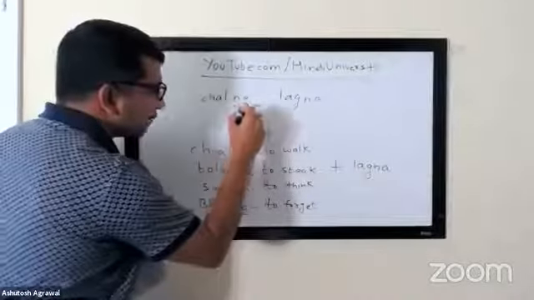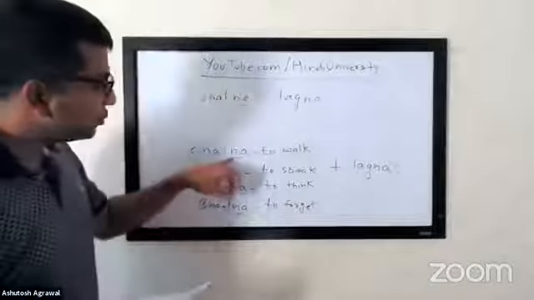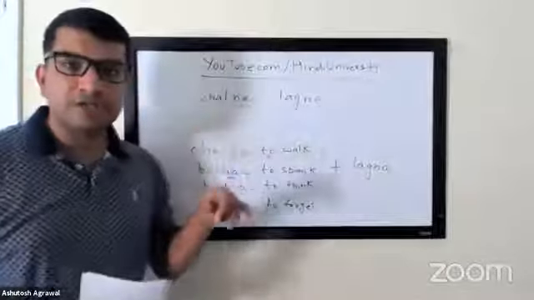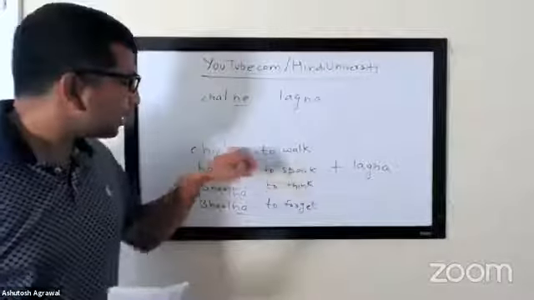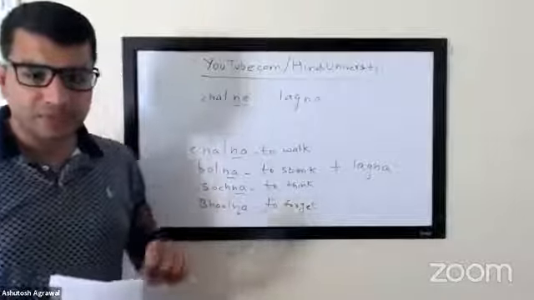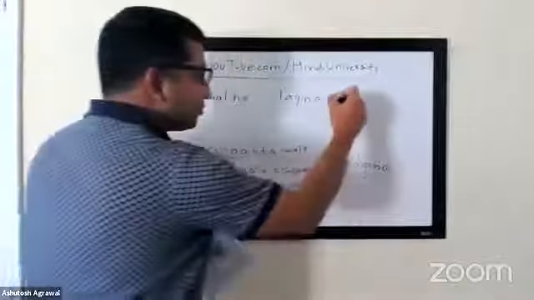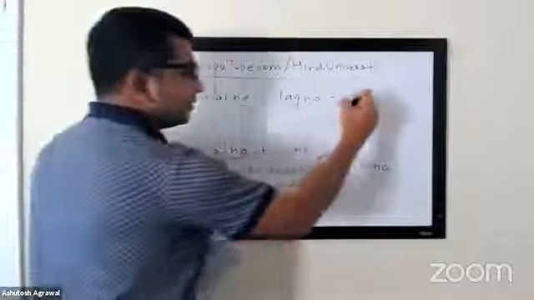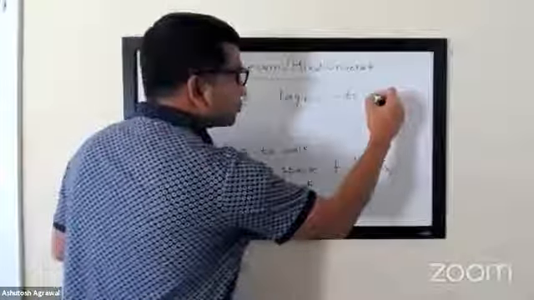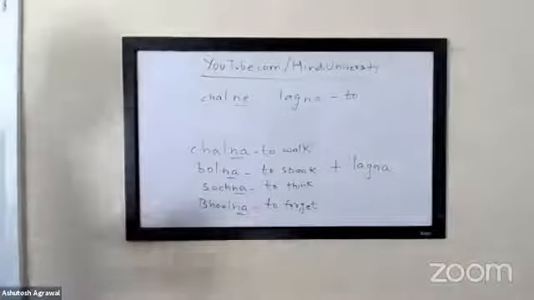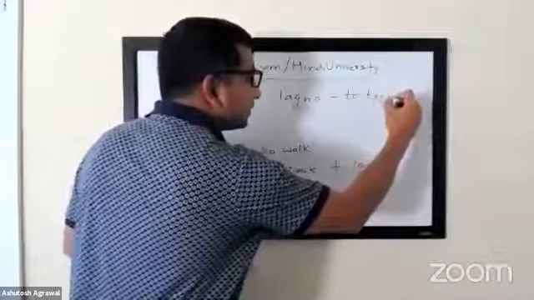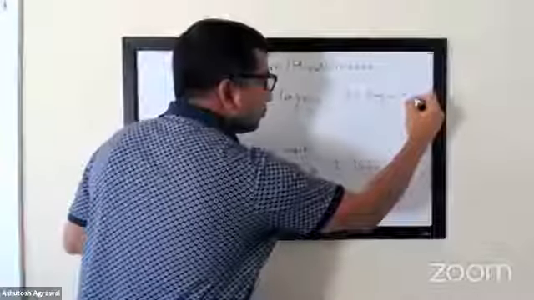So basically what happens here is, when you're using lagna along with it, you change it to the oblique case. So chalna becomes chalne. And what does it mean, Kinga? To start to walk, or to begin to walk. Precisely. To begin to walk.